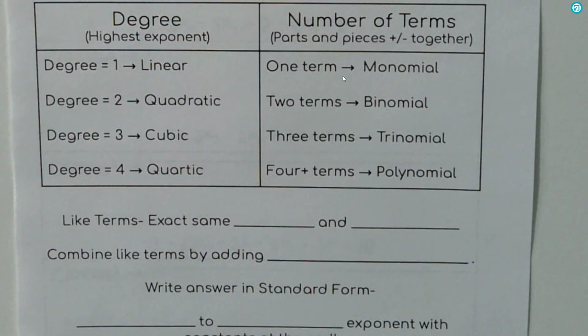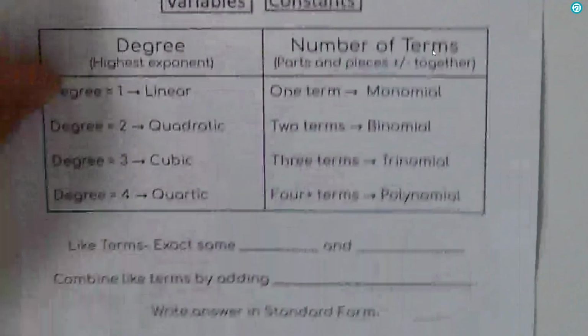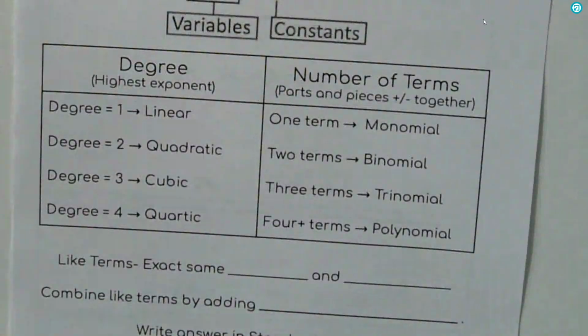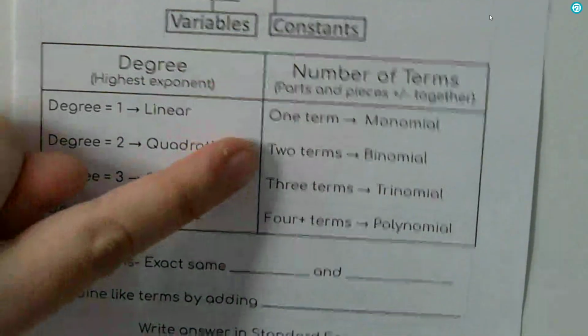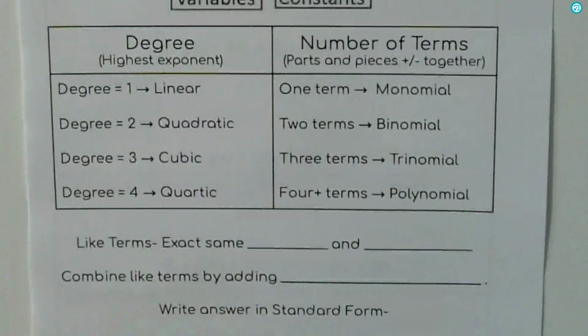Okay. All right, so then number of terms are the parts and pieces, the chunks. So up here, this polynomial had 3 terms. If you have 1 term, it is a monomial. If you have 2 terms, it's a binomial. 3 terms is a trinomial. And 4 or more terms is a polynomial.